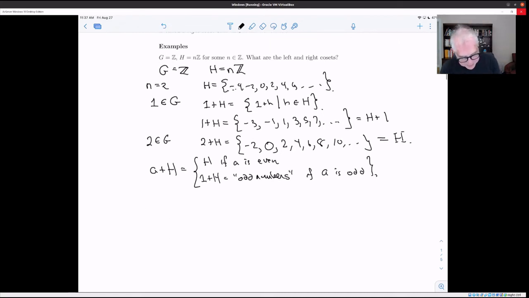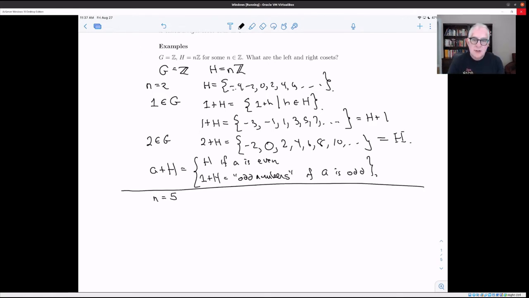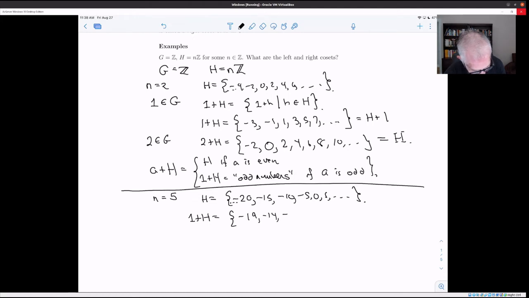Just for the sake of looking at one other example, suppose we take n equals 5. Well, then H itself is the multiples of 5. And let's think for a minute about what the cosets are. Let's look at a few. If you take 1 plus H, you get the collection minus 19, minus 14, minus 9, minus 4, 1, 6, and so on. What is this collection of numbers?